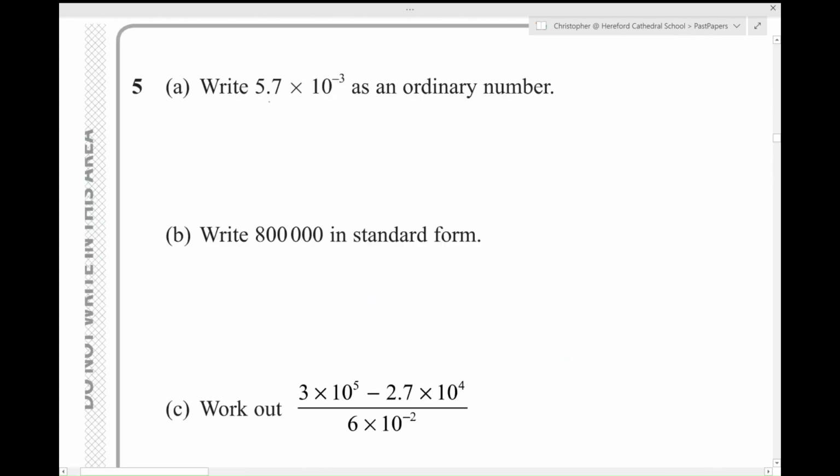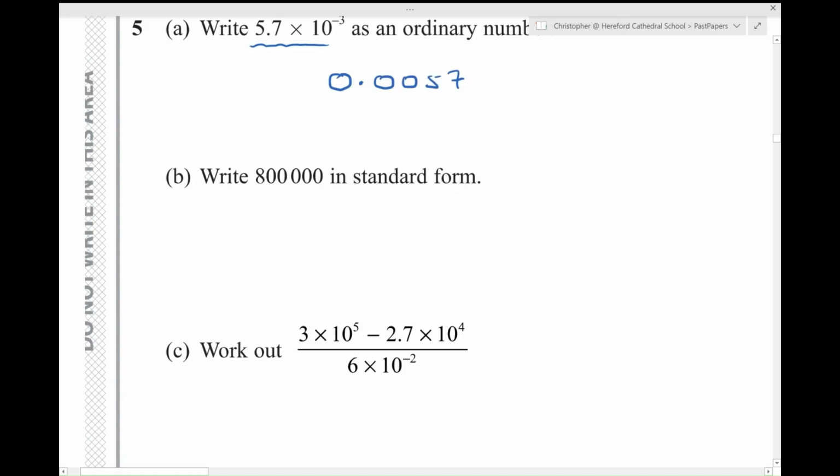Question 5. Write this as an ordinary number. Well, I'm going to divide it by 10 3 times. So my answer is going to be 0.0057.